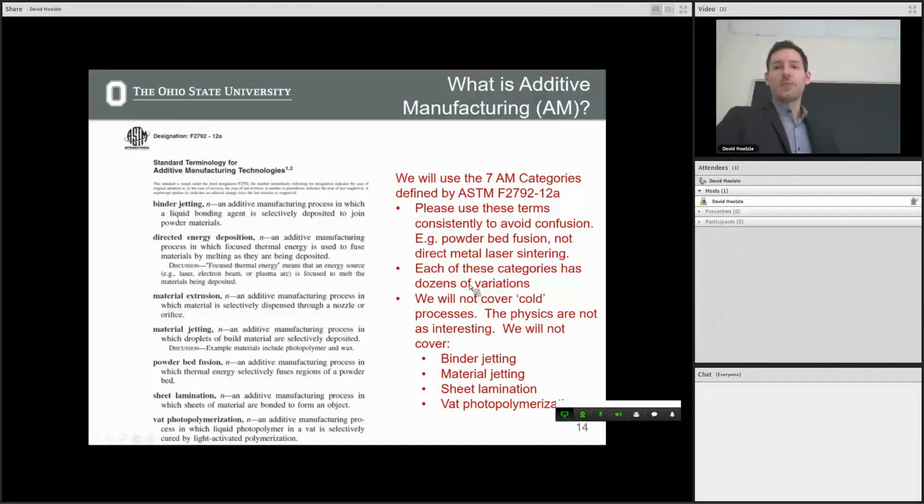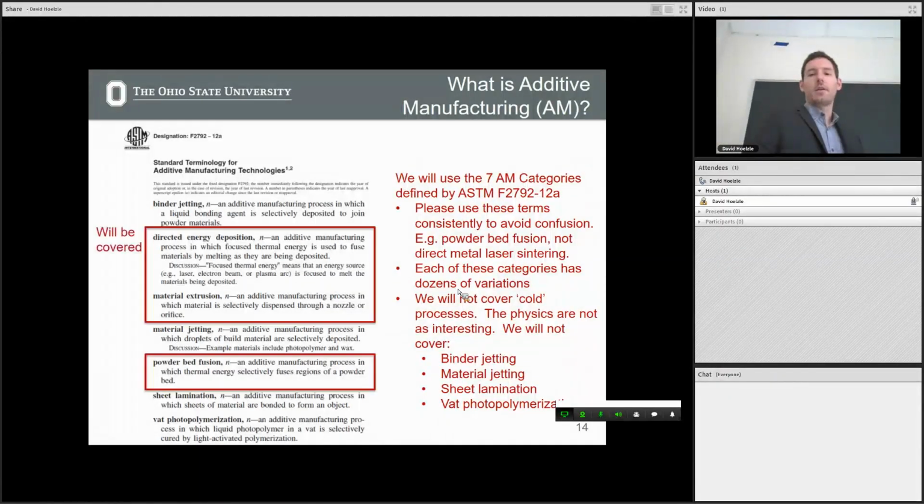Each of these categories has dozens of variations, so we're not going to be able to go through every single variation of these processes. It's just way too much to cover. It's a fairly diverse field. We're also not going to cover cold processes, and I'm saying this because the physics are, I'm going to say, not as interesting. I say this very cautiously because I think 4 of Dr. DePino's students here work in ultrasonic AM.